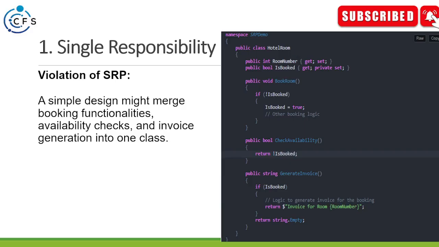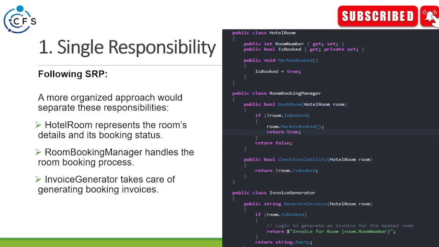What we should do as best practice for following the single responsibility principle is to take a more organized approach that separates these responsibilities. We will have HotelRoom represent a room's details and its booking status. That's the whole purpose of HotelRoom. RoomBookingManager handles the room booking process. That's it. And InvoiceGenerator takes care of generating booking invoices.